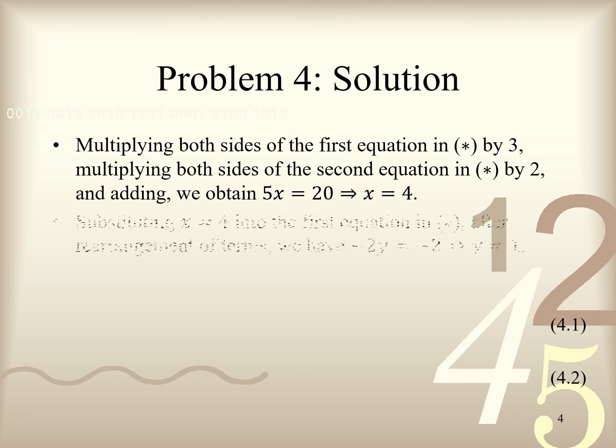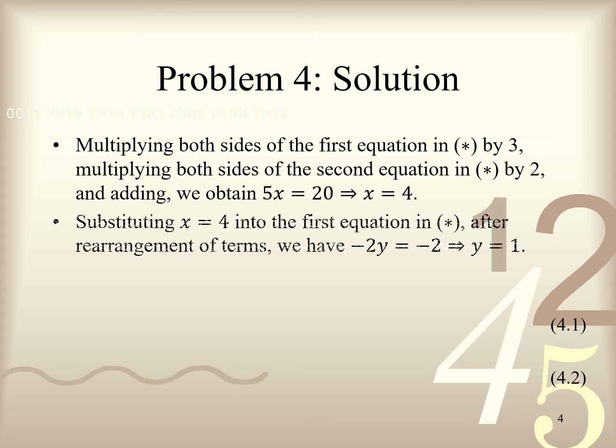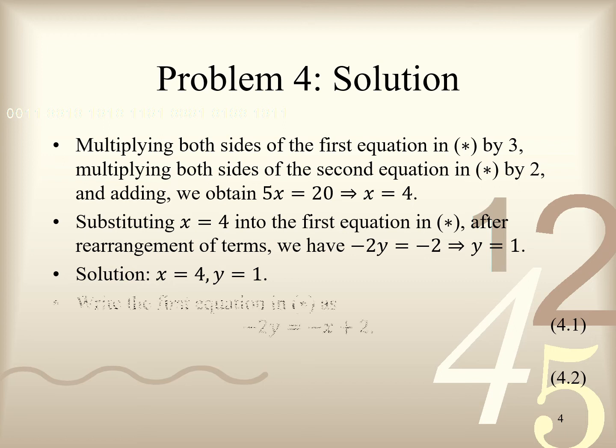Substituting x equals 4 into the first equation in star, after rearrangement of terms, we have negative 2y equal to negative 2, implying that y equals 1. Therefore, the solution to star is x equals 4, and y equals 1. Now we would like to graph the solution using the slope-intercept form of a line in the xy plane.